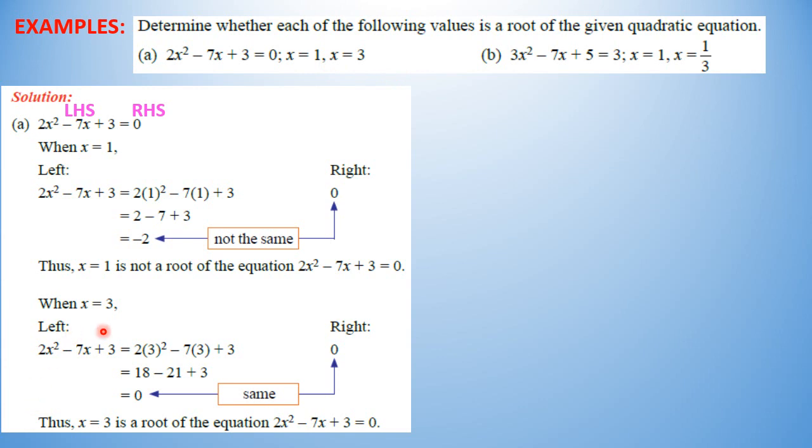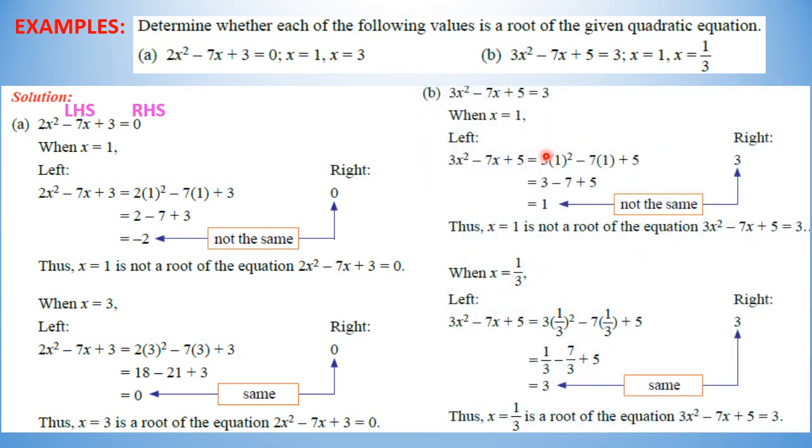Okay, for another value, x equal to 3, on the left hand side, you just substitute 3 inside the equation, you get 0. Your answer is equal to 0. And then the right hand side also equals 0. Since the left hand side and right hand side have the same value, that means x equal to 3 is a root of the equation. That means 3 is the root of this equation.